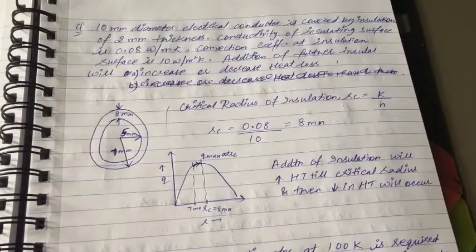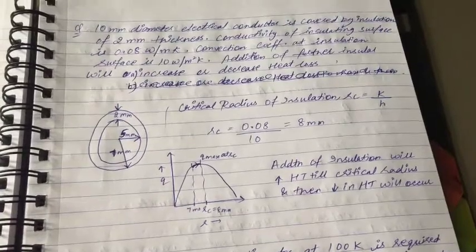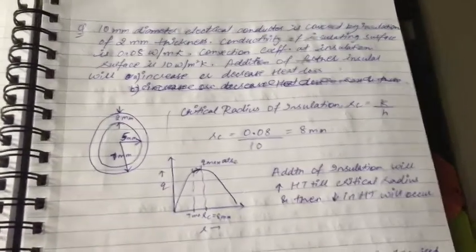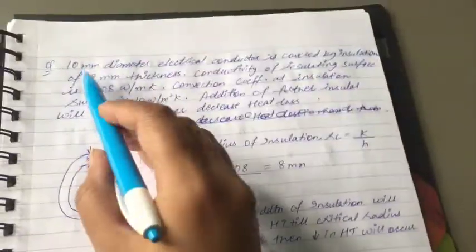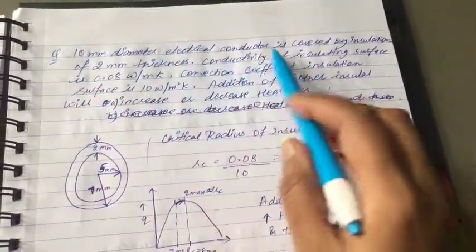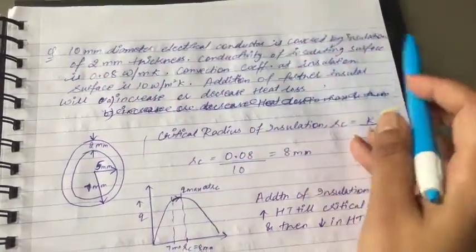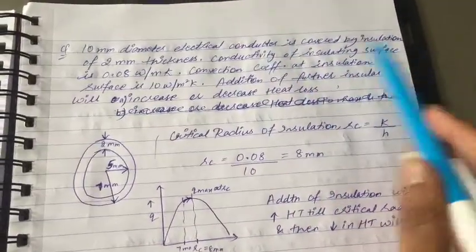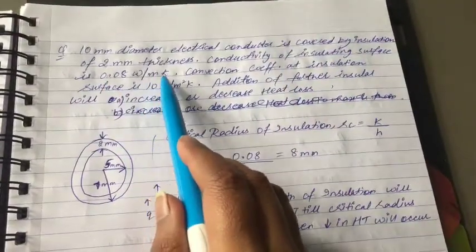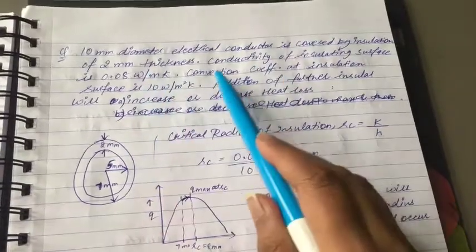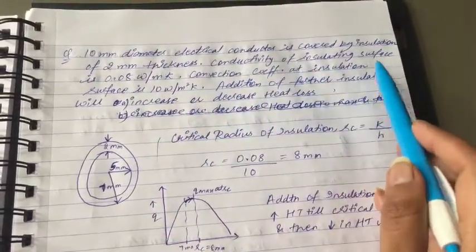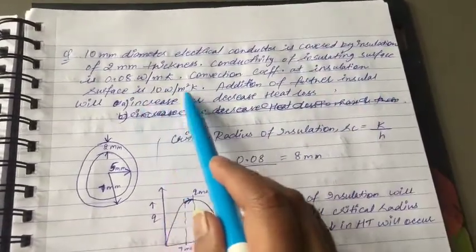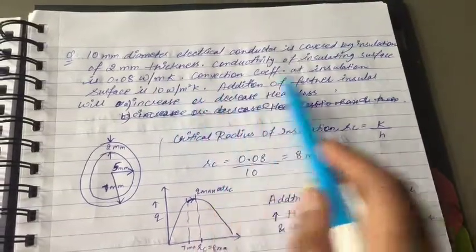We have a few questions based on insulation, lumped capacity and fins. Let's just quickly go through those questions. A 10 mm diameter electrical conductor is covered by insulation of 2 mm thickness. The conductivity of the insulating surface is 0.08 watt per meter Kelvin. The convection coefficient at the insulation surface is 10 watt per meter square Kelvin.